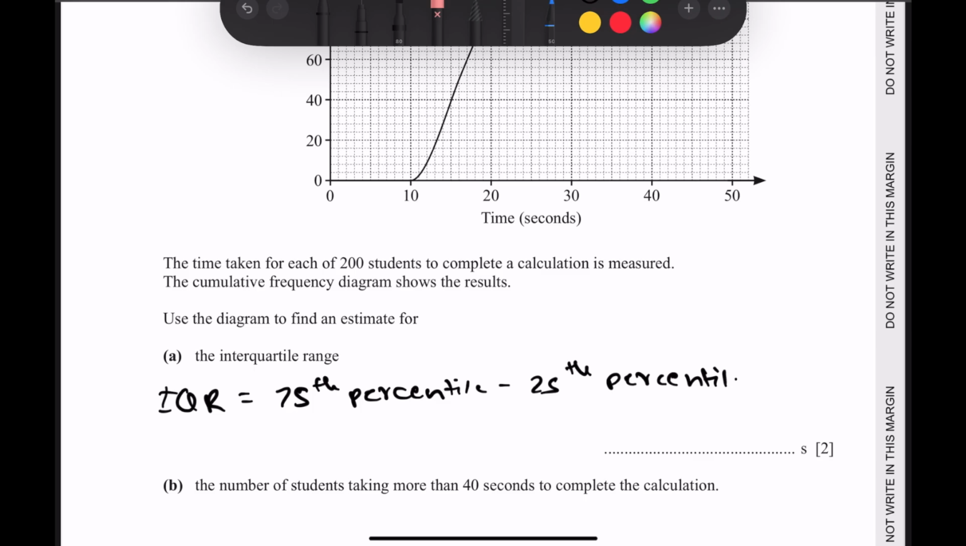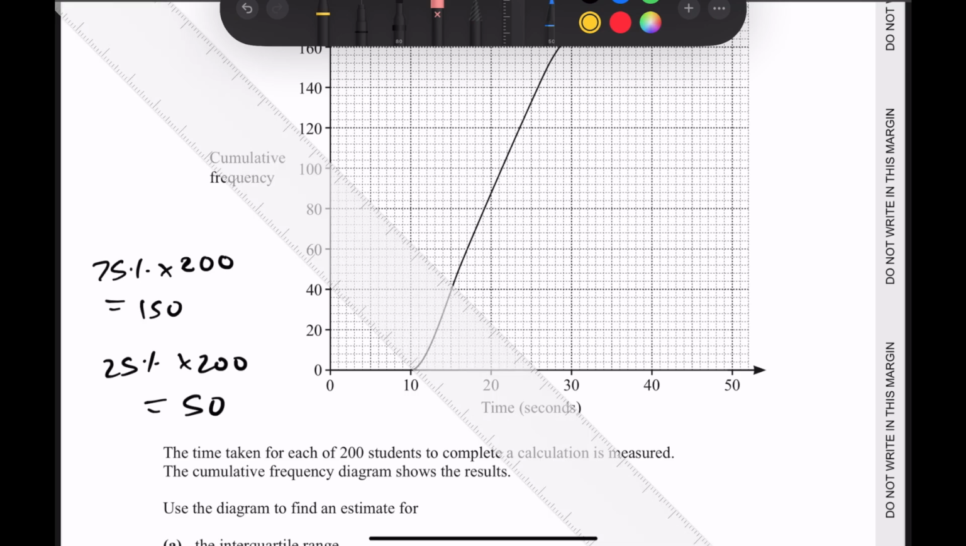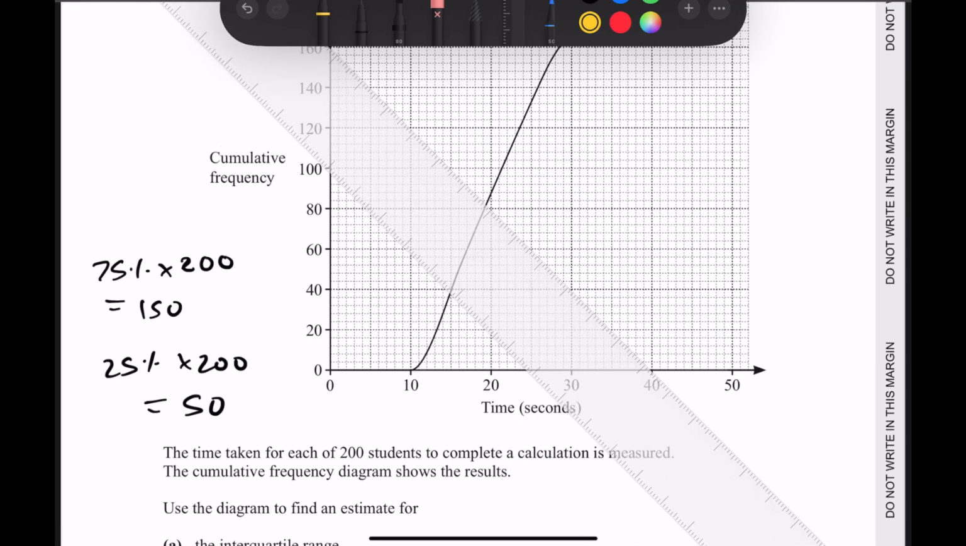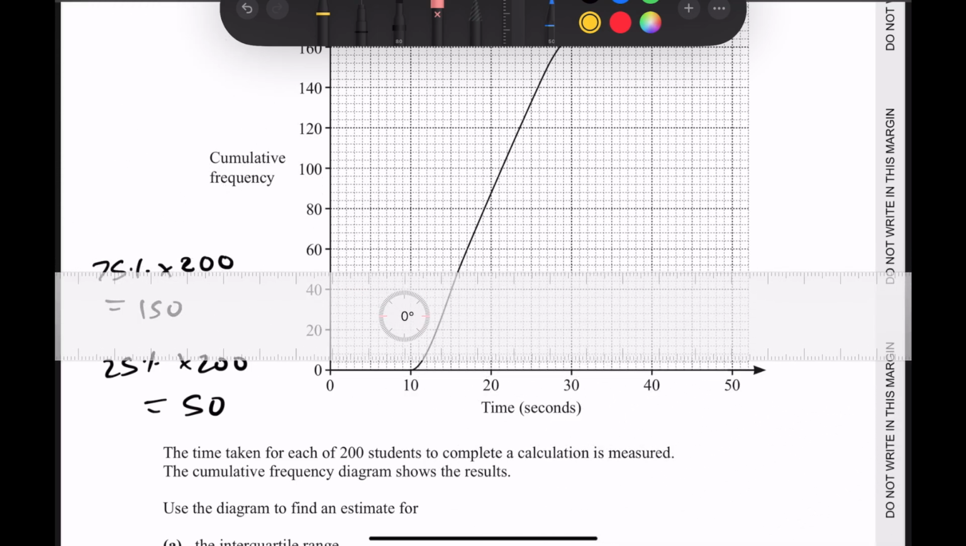Now to find the 75th and 25th percentile of 200, you have to do 75% times 200 for the 75th percentile, which is equal to 150, and 25% times 200, which is equal to 50 for the 25th percentile. So in this case, for the IQR, first the value of the 25th percentile would be equal to the time when the cumulative frequency is equal to 50.